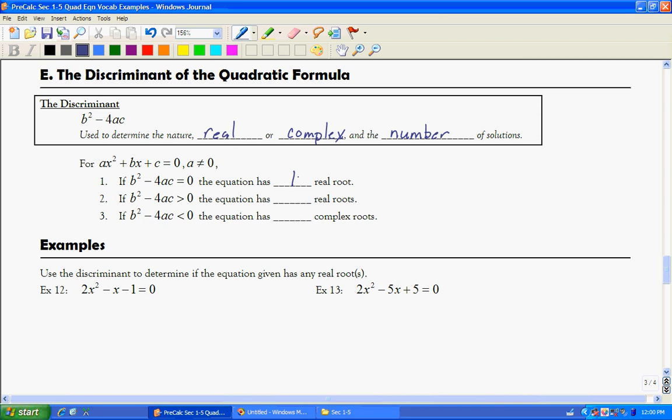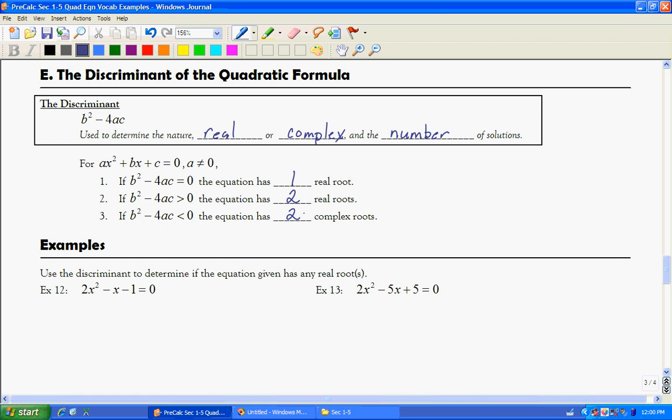If the discriminant is greater than 0, meaning positive, we're going to have two real roots, or two real solutions. And if it is less than 0 or negative, we're going to have two complex solutions, or roots. So they're not going to be real, they're going to have an imaginary part to them.